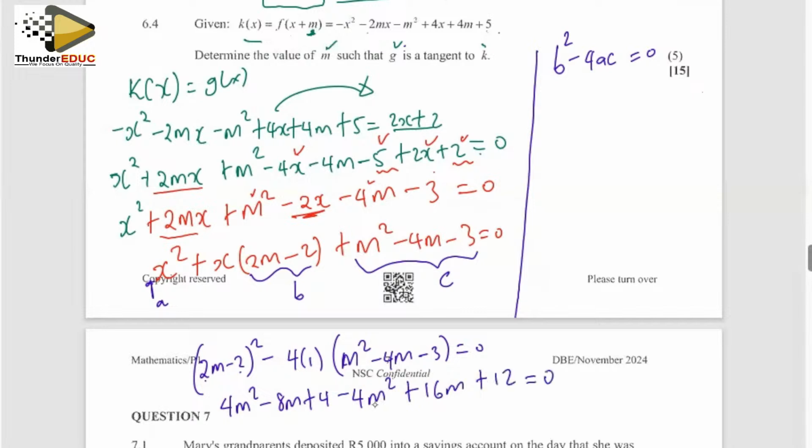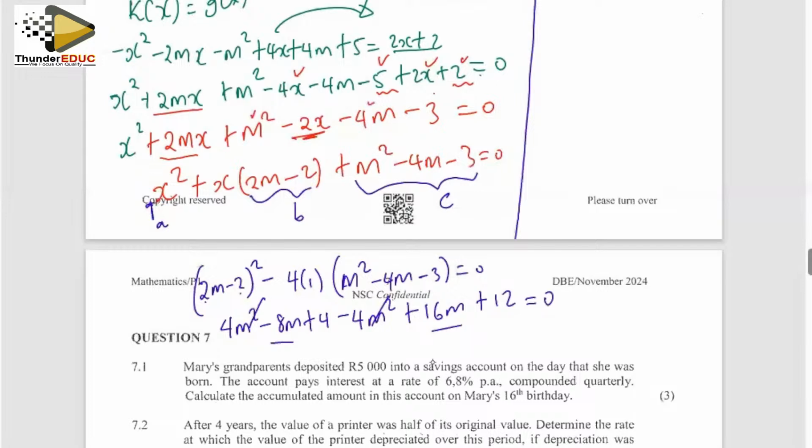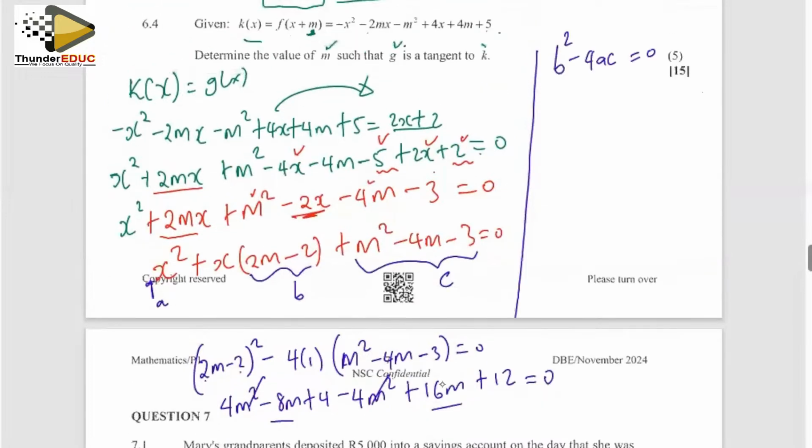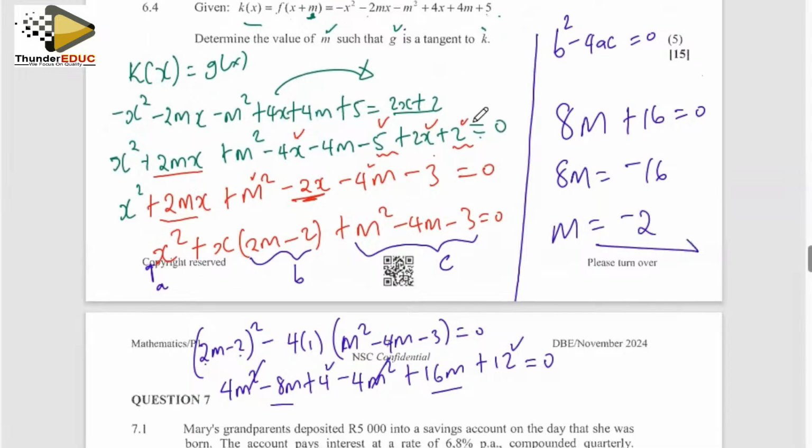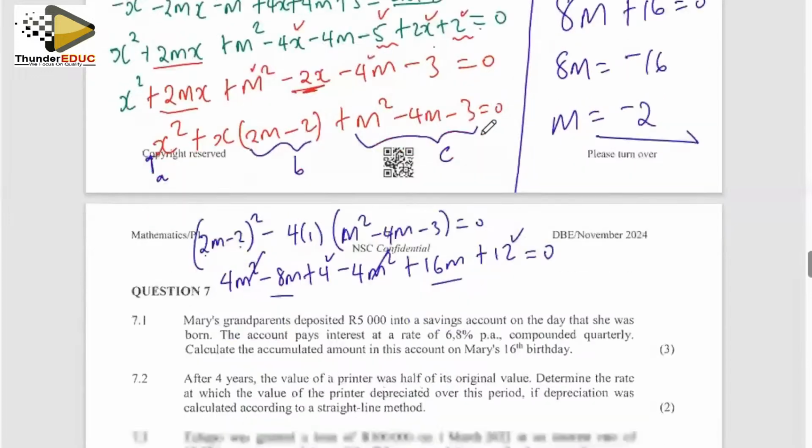Okay, collect the like terms. The 4m's will cancel. Beautiful. Then we are just left with this minus 8m plus 16m, which is going to give us a positive 8m. And then 4 plus 12, that's going to give us plus 16 is equal to 0. So 8m must give us negative 16. Divide both sides by 8. So which means m is negative 2. All right. So that's how we get those 5 marks. And that's the end of question number 6.